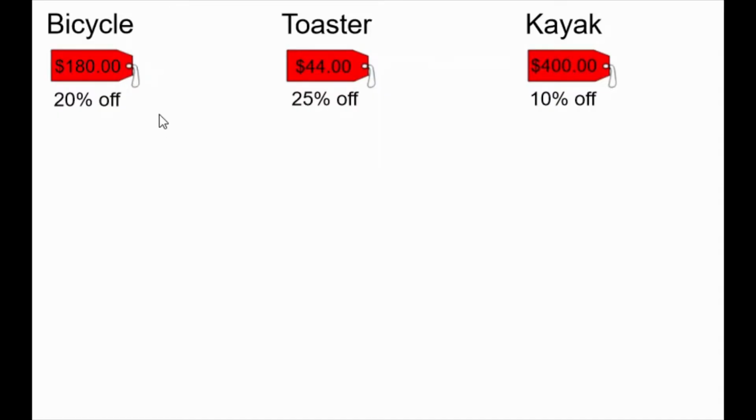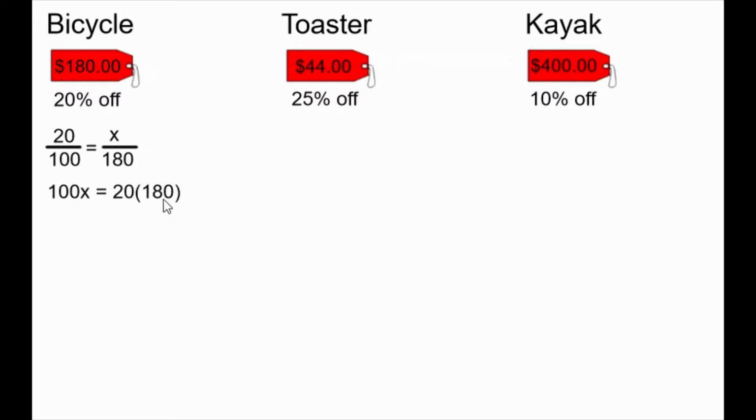For our first example, we have a bicycle. The regular ticket price is $180, but there's a special and it's 20% off. The first thing that we have to do is build a proportion. And the way to do that is to express 20% as a fraction, 20 over 100, on the left side of your equal sign. On the right side, you put x on the numerator of the fraction, and 180, the regular price, as the denominator. We solve this with cross multiplication. Bottom times top equals top times bottom gives us 100x equals 20 times 180.